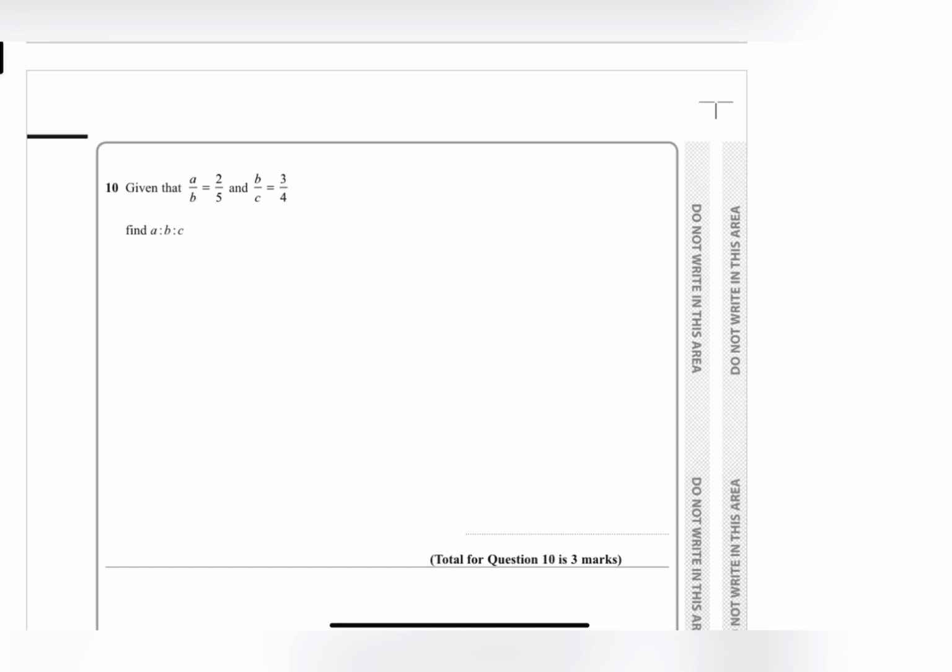What you can do is choose a multiplier to equate these two fractions in terms of B. So you can find a multiplier and then equate these two fractions in terms of B. Another thing you can do is list equivalent fractions to 2 over 5 up to at least 6 over 5, and then you can find the ratio in that as well. So there are different methods you can use.